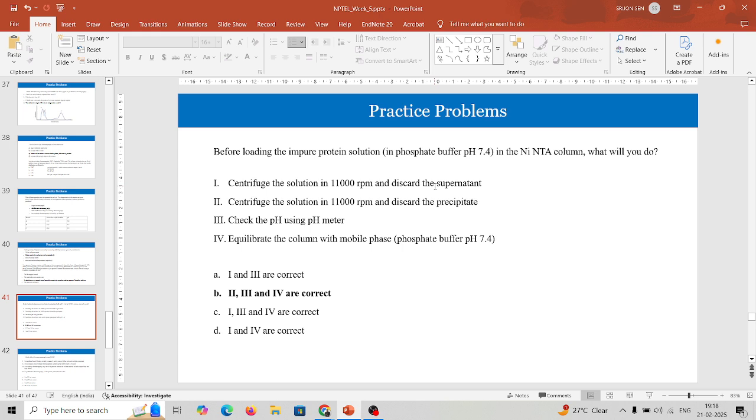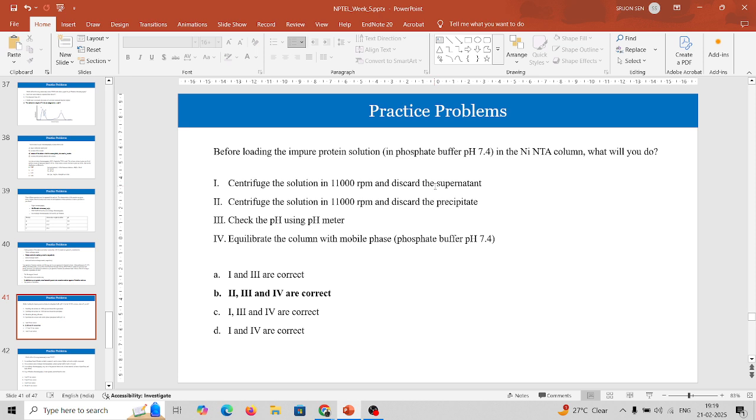Because you have an impure protein solution. Okay, so your protein solution contains impurities. When you centrifuge it, the impurities will come down as a precipitate. So you have to first separate out your protein from the impurities. So the impurities will be in the precipitate. The supernatant contains a not very pure protein solution, but a purer solution.